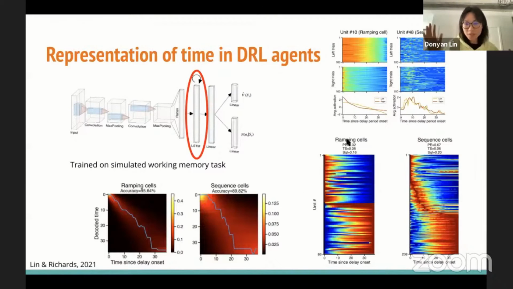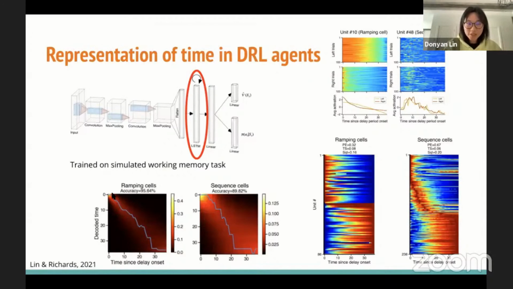If we put all the units together, we can see that they form two groups of cells. One is ramping cells, and you can see some of them monotonically decrease, and some of them, their firing rates monotonically increase. Then another group of cells, we call sequence cells. These are more like time cells in the brain, in that they form a sequence and they fire at particular points in time.